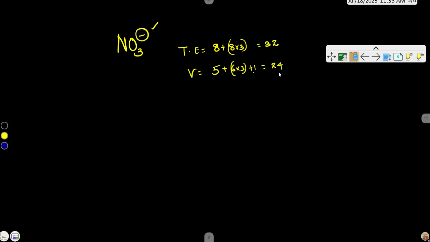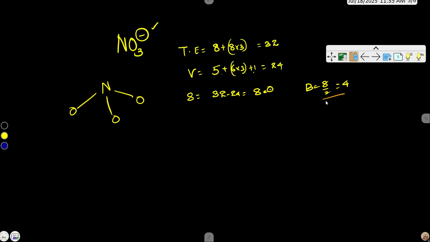Okay. Now what will we do? Let us write the shared electrons. Shared electrons means from total electrons, please subtract the valence electrons. 32 minus 24 is nothing but 8 electrons. So we are totally sharing 8 electrons. How many bonds will be formed? 8 by 2, that is 4 bonds will be formed. So nitrogen has 1, 2, 3 bonds with oxygen, and since there are 4 bonds, we make a double bond. Okay, I hope you understood.